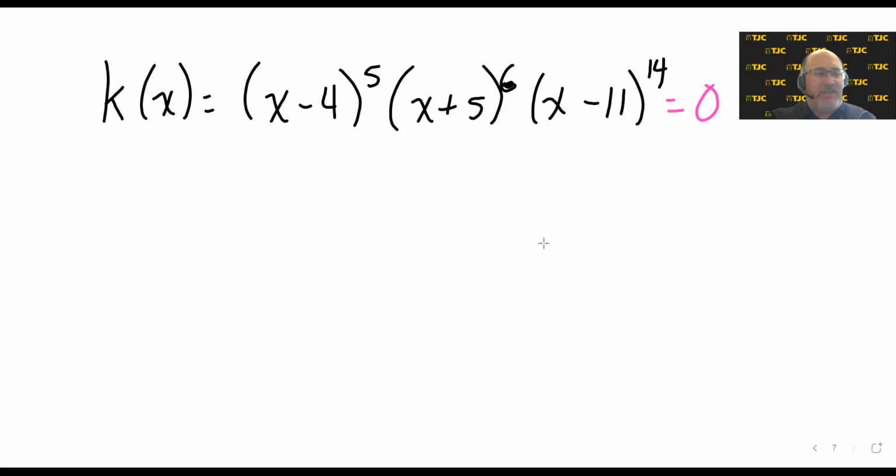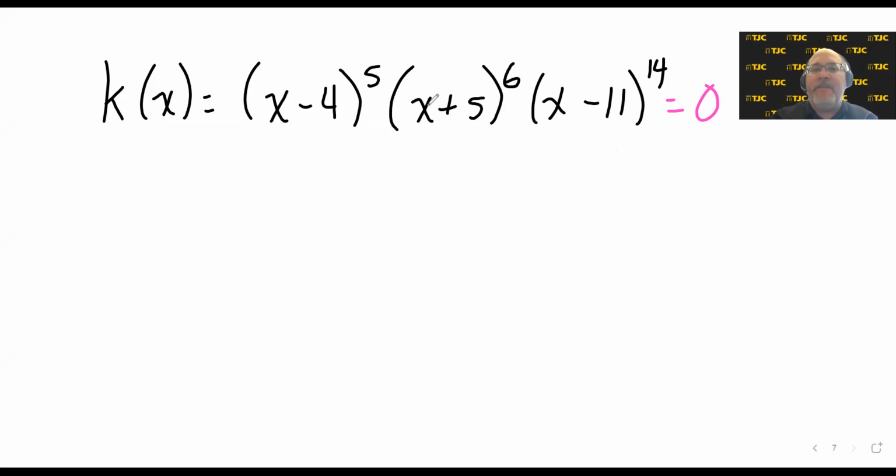K of x equals x minus 4 to the 5th power times x plus 5 to the 6th power times x minus 11 to the 14th power. That 6 is looking a little janky. Just going to erase it real quick and redraw it. Should have done that before I unpaused.